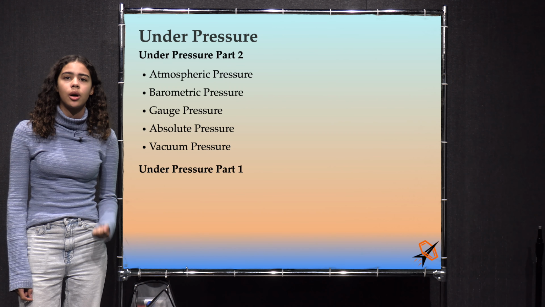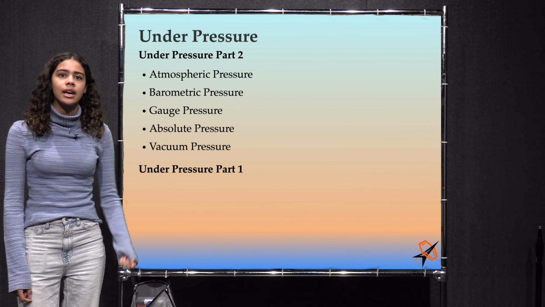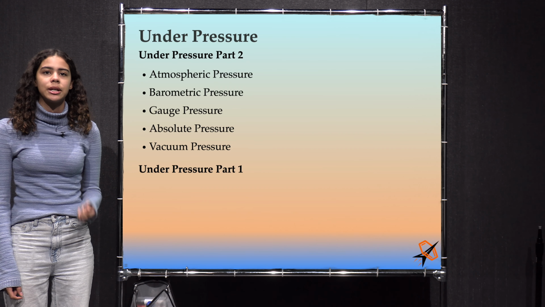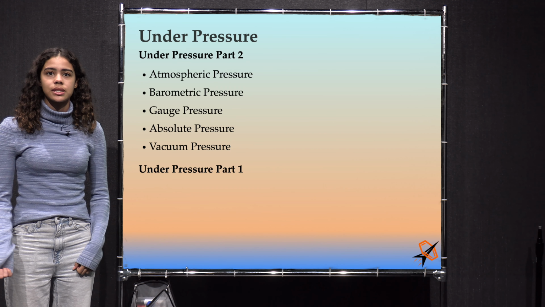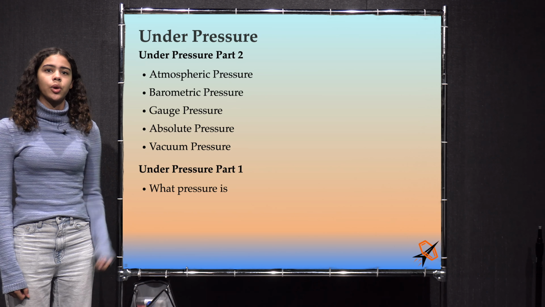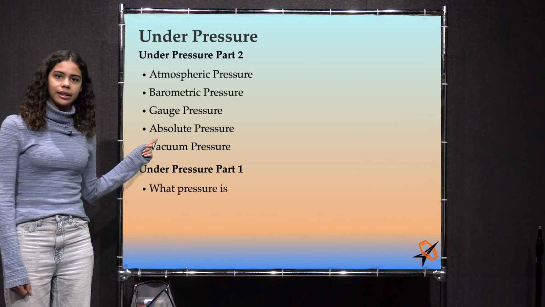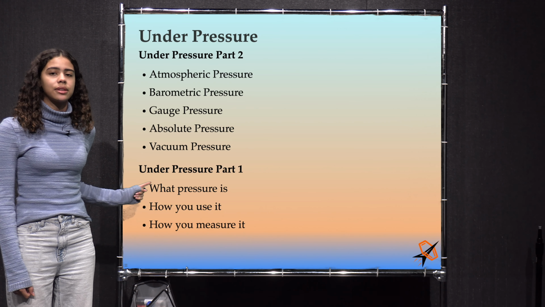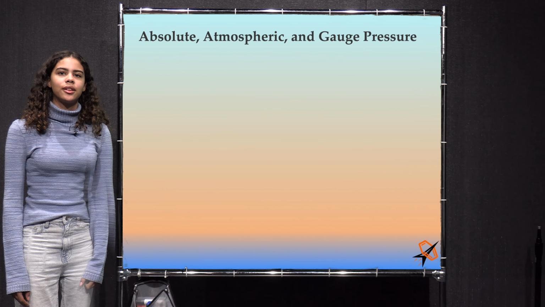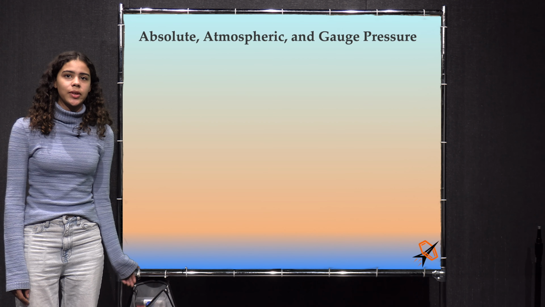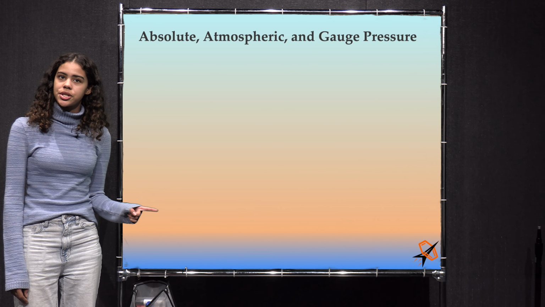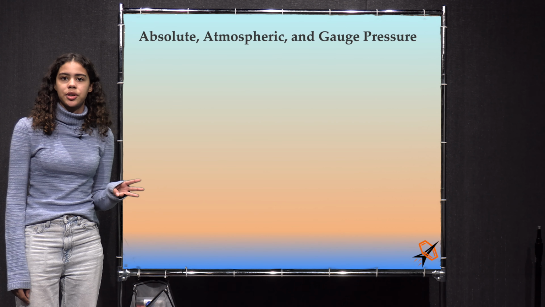Pressure is one of the most common variables in chemical processes, and understanding how to use it is fundamental to chemical and thermal processing. Part 1 discussed what pressure, or force per unit area, is, how to use it, and some of the methods for measuring it. Three very common terms used when specifying pressure are absolute pressure, atmospheric pressure, and gauge pressure.